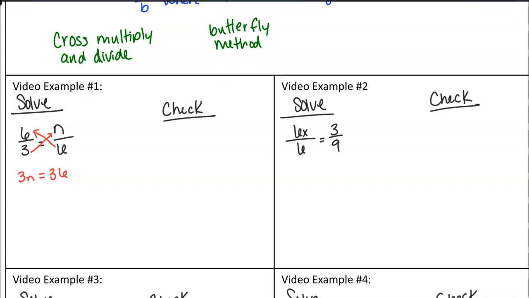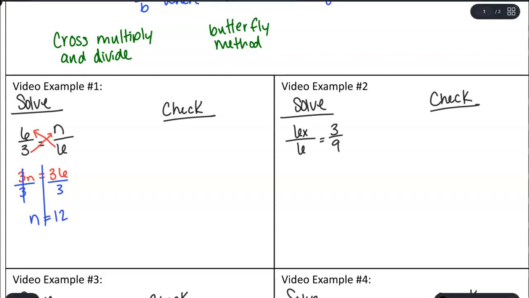We have 3n equals 36, and so to separate the coefficient from the variable, the 3 and the n, remember that hidden operation is multiplication, so the opposite would be divide. We're going to divide by 3, leaving us with n over here, and 3 goes into 36 12 times.